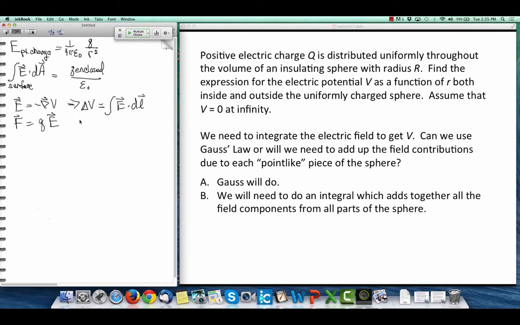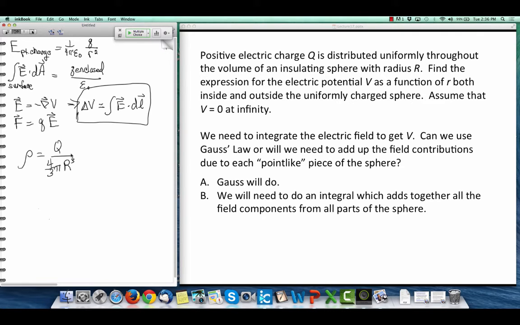So in this problem, we have an insulating sphere. Positive electric charge is uniformly distributed, so the charge density is constant throughout the sphere, and we're asked to find an expression for the electric potential. That means we're going to want to find the electric field, and from the electric field, we'll use a line integral of the electric field to find the change in electric potential from infinitely far away, where it's 0, to a finite, positive value as you get closer to the positive charge.